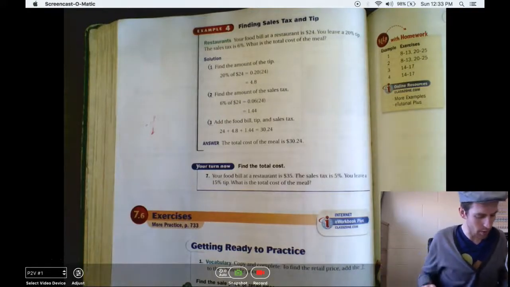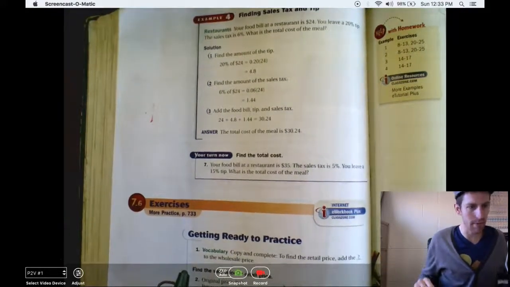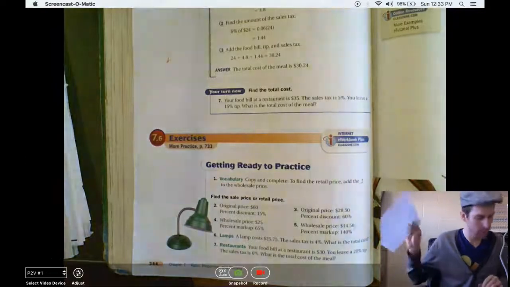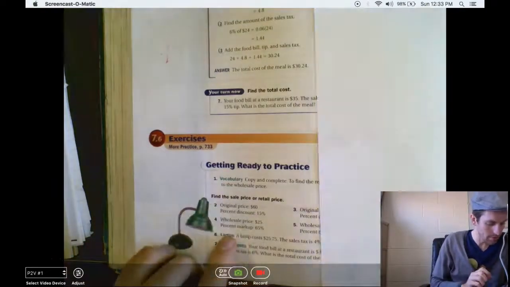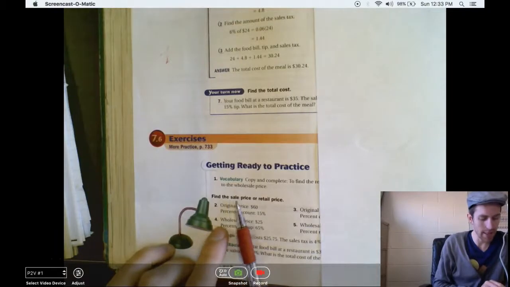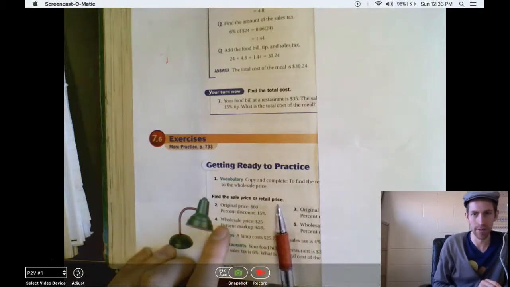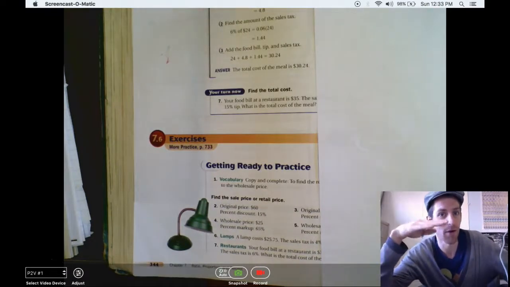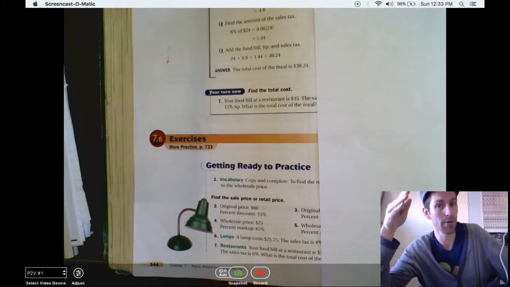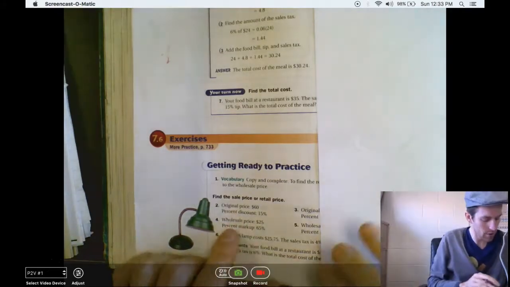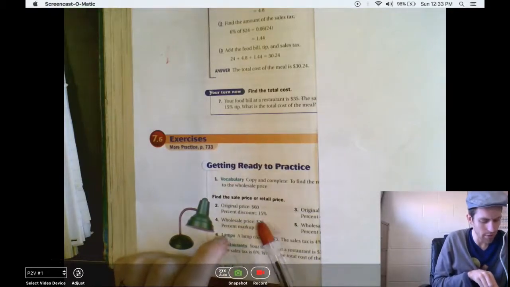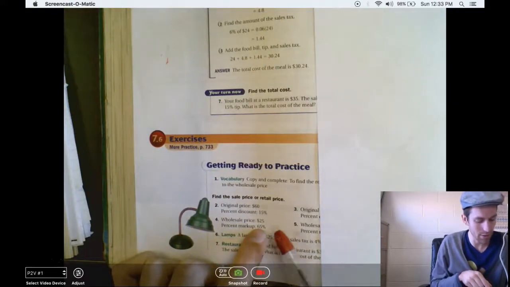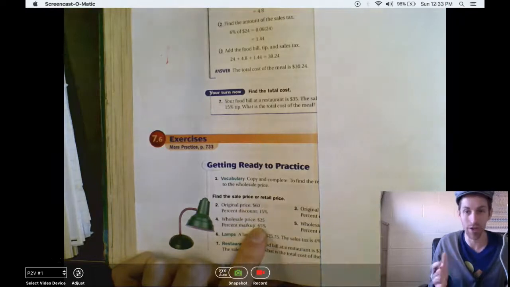There is a problem that I want to show you from your assignment. So I'm actually going to scoot this forward a little bit. There we go. So let's take a look at this. Number 4. It says find the sale price or the retail price. So that means that if it's a discount, you're finding the sales price, right? Or if you are the business owner and you're doing a markup, then you're finding the retail price. So in this case, the wholesale price is $25. The percent markup, or the percent of increase, is 65%. So we're finding the retail price here that we're going to charge.